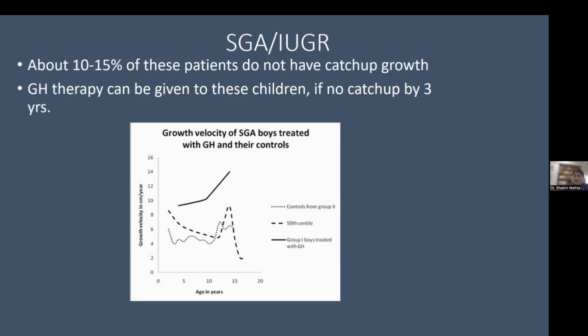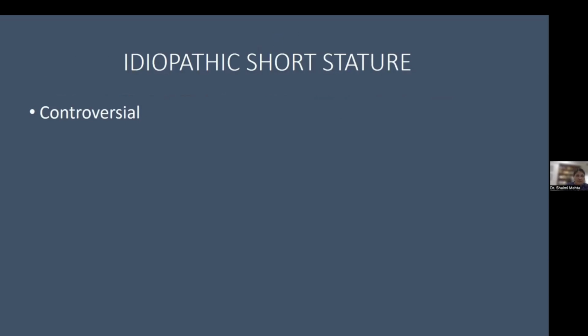Even in these kids, the earlier you pick them up, you can offer them growth hormone treatment, and they are going to start having catch-up and be in the normal percentiles for their target height. So remember, again, the earlier we treat, the better the results. If you have any kid who has been born IUGR, who on the growth chart is failing to have catch-up growth, they also can be offered growth hormone treatment.